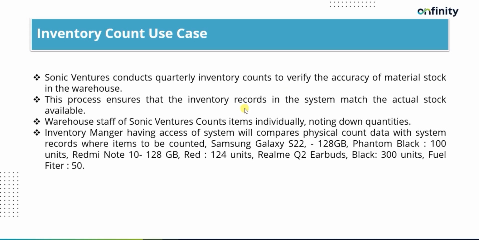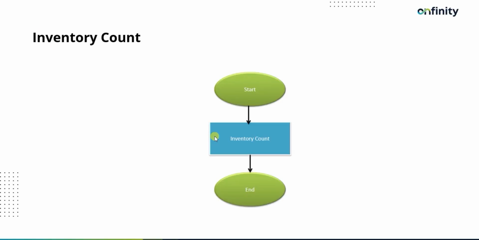Such scenarios are common across organizations, as warehouses regularly perform physical counts to ensure accuracy and reliability in their inventory records. Before moving ahead with the use case, let's first take a look at how the inventory count process works. The process usually begins when a discrepancy is found in the stock. At that point, the inventory count is initiated through the inventory count screen, where stock levels can be updated. This update directly reflects in the system, ensuring that stock records are aligned with the actual quantities.